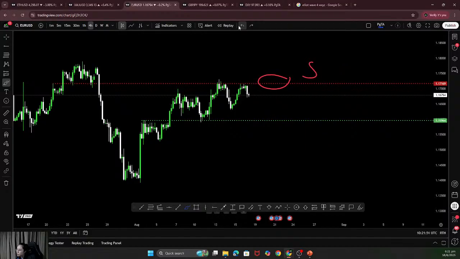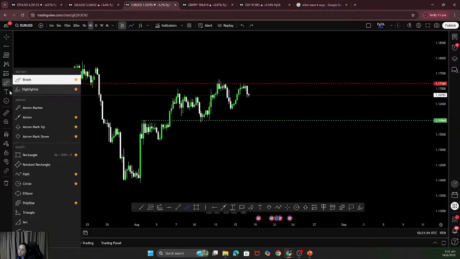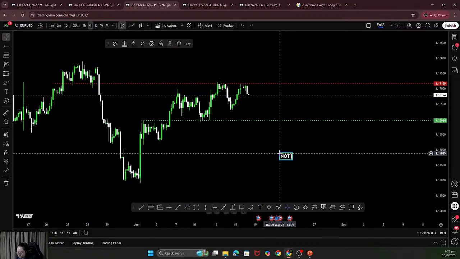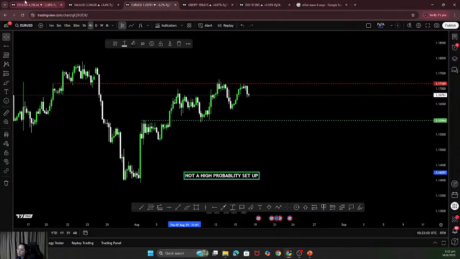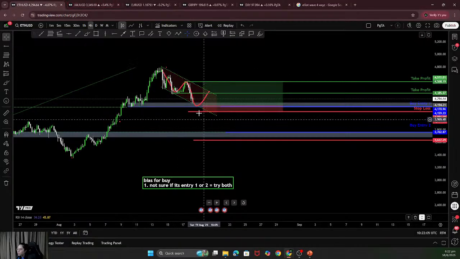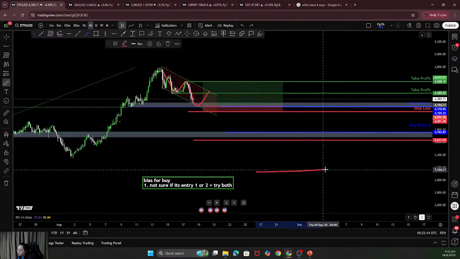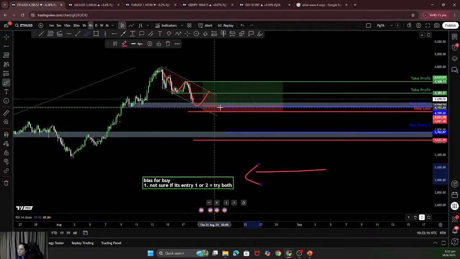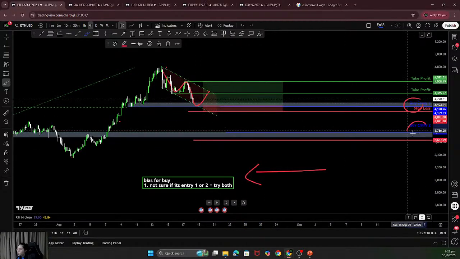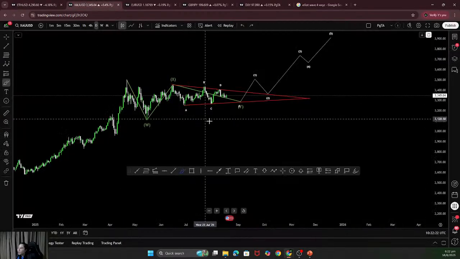Okay, this is again not a high probability setup. At this current point in time, we've done 3 analyses, and the only one that I think is a bit more high probability is ETH/USD. Although I'm not sure whether it's buy entry 1 or 2, I think it is a strong buy. I'm just not sure if it's this or this, but I know it's either one of them. I'm confident that it's either one of them.